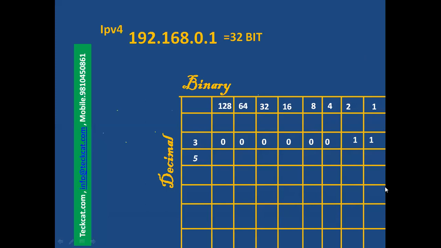Someone is asking some question here. Okay. Yes, you're right. So the binary of 5 is 0, 0, 0, 0, 0, then 4 becomes 1, 0 for 2, and 1 becomes 1. Right. Now my next question is, what is the binary of 192?